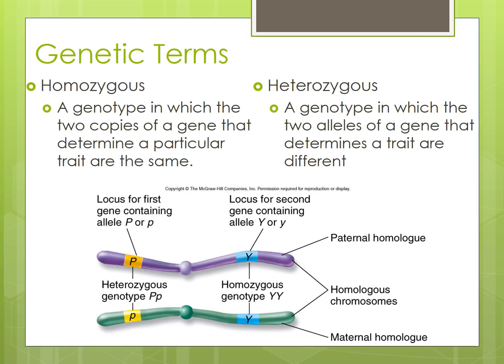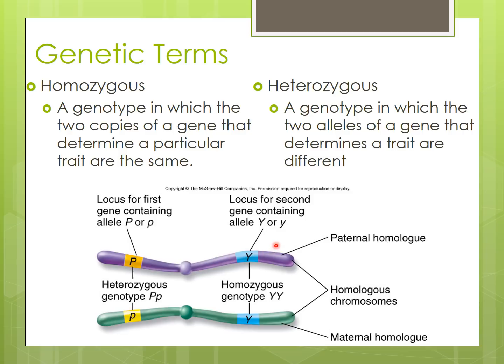Now, the other basic concept we should discuss here is homozygous or heterozygous. Homozygous would be if the two copies of the gene are very much the same. So, a genotype in which two copies of a gene determine a particular trait are the same. So, our example here would be Y.